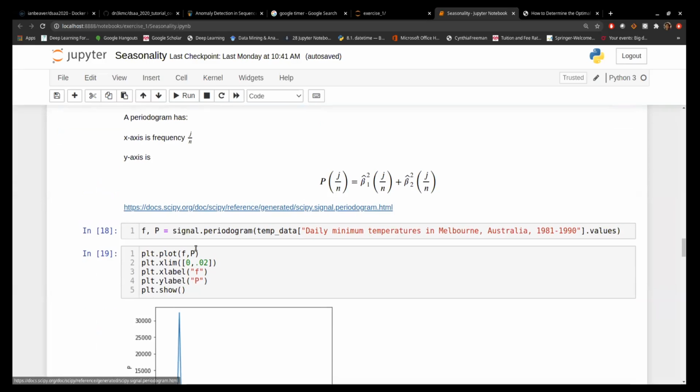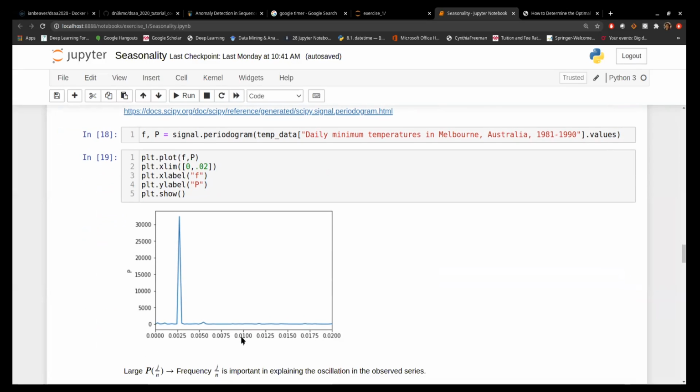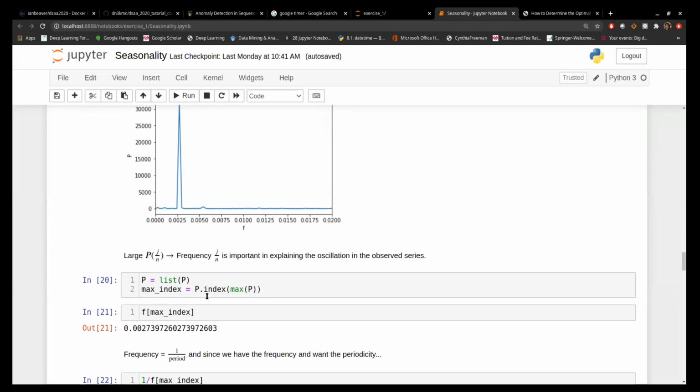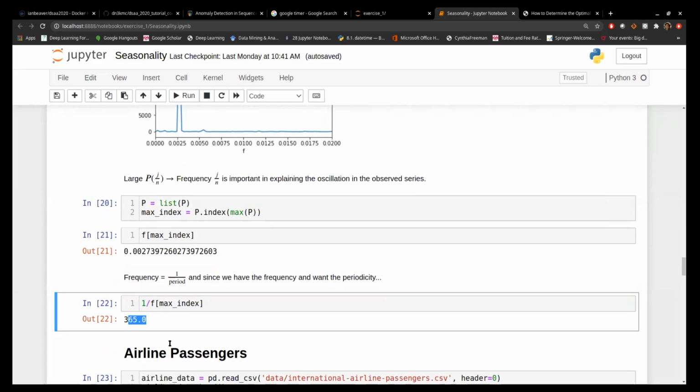So here, I'm going to plot f and p, and you can see that huge spike in p. Remember that a relatively large value of p at frequency j/n indicates relatively more importance for that frequency. So here I ask, what is my max index? It's around 0.0027. Frequency and periodicity have an inverse relationship. So kaboom, here we go. I have my periodicity of 365.